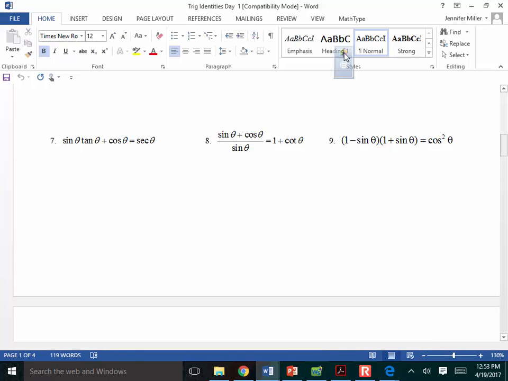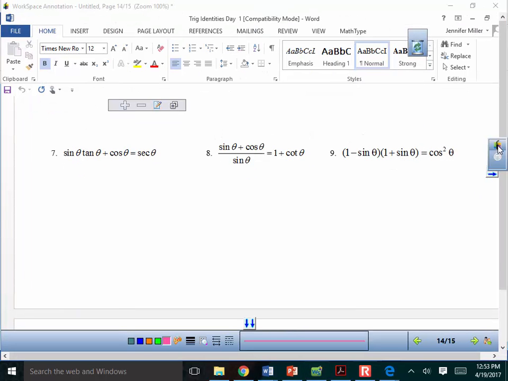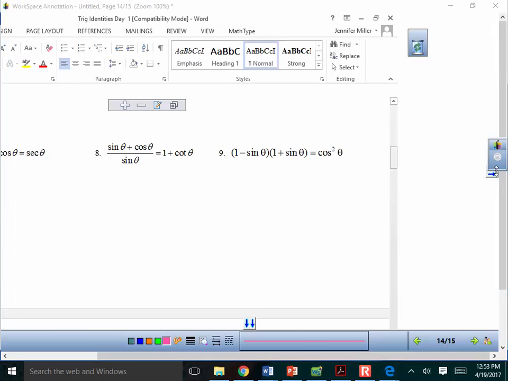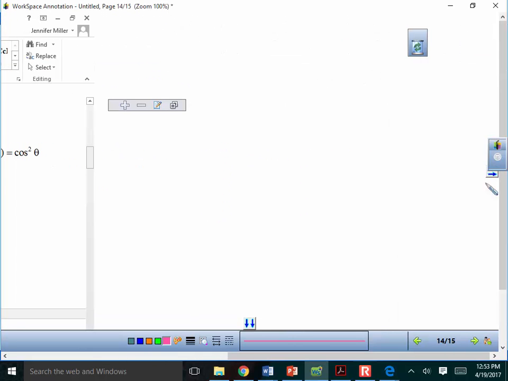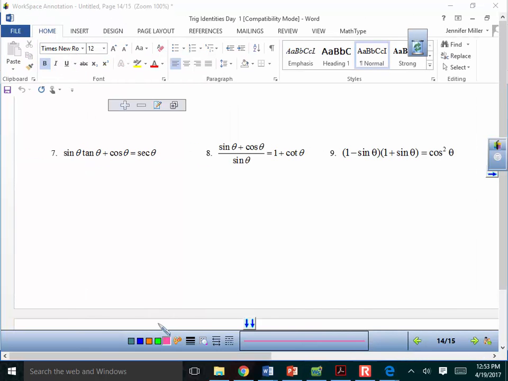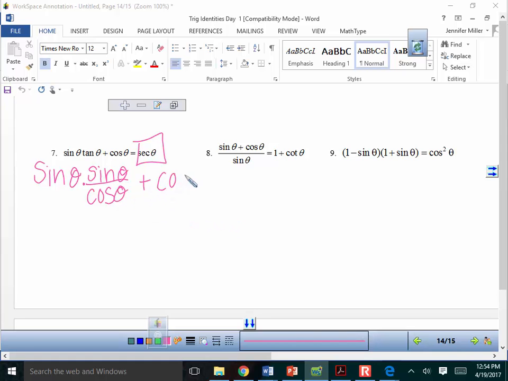Before we start with this next problem, let's just start it off. We want the right side to stay the same, and this is just the sine of theta times, what's the tangent of theta? The sine of theta divided by the cosine of theta, right? And then this is just plus the cosine of theta.